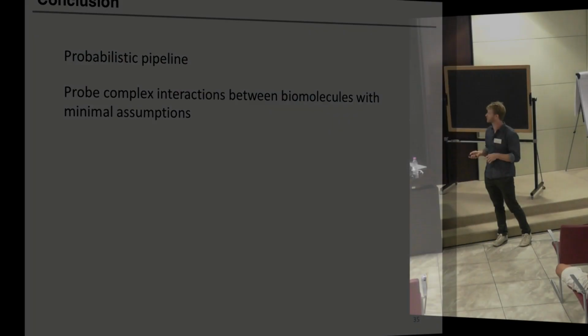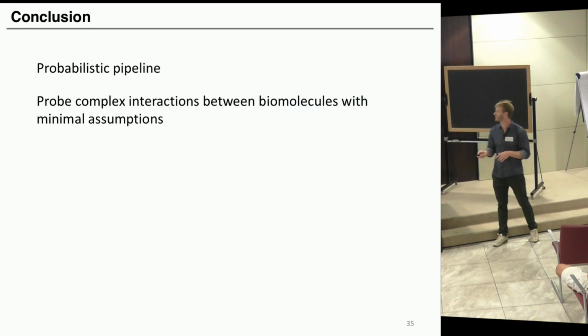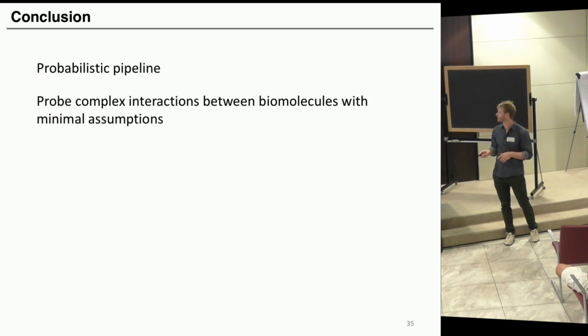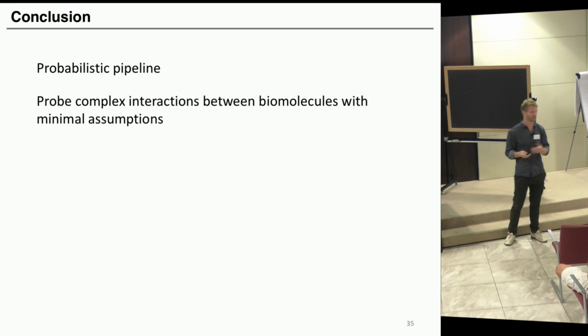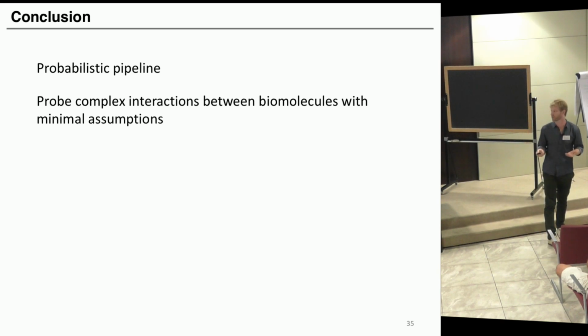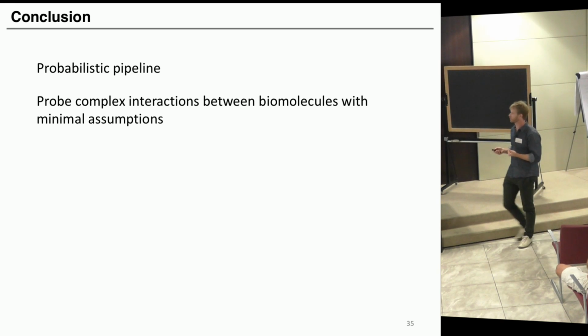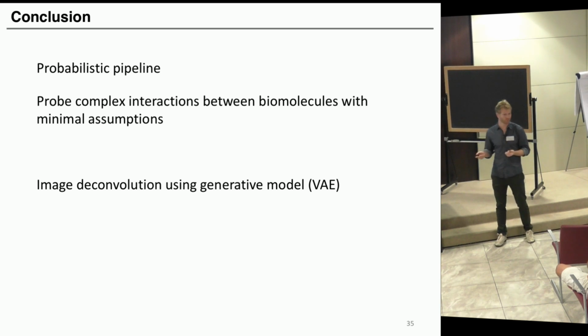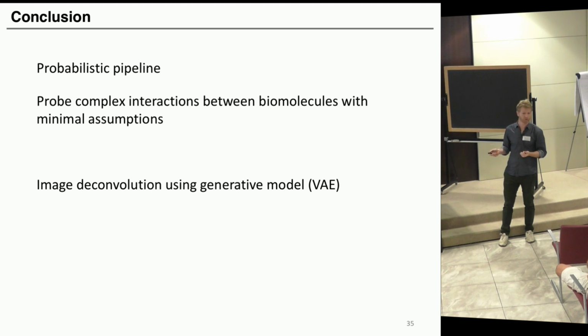So that's it. This is the probabilistic pipeline, so it is not completely finished yet. The idea is to probe these complex interactions between biomolecules in situ, and we're also working on some work in progress: trying to have a generative model for localization to make this also probabilistic. So we're using variational autoencoders.